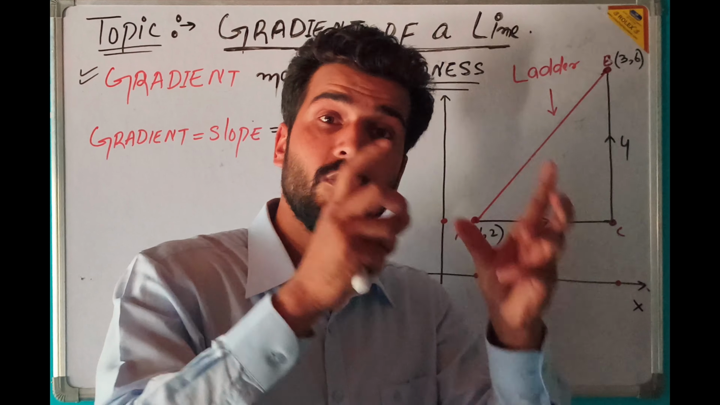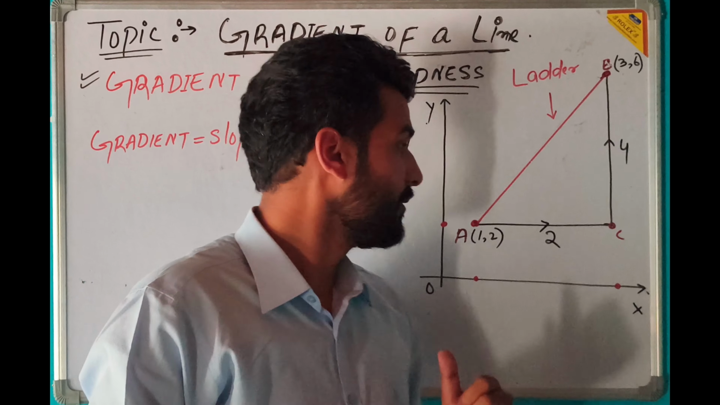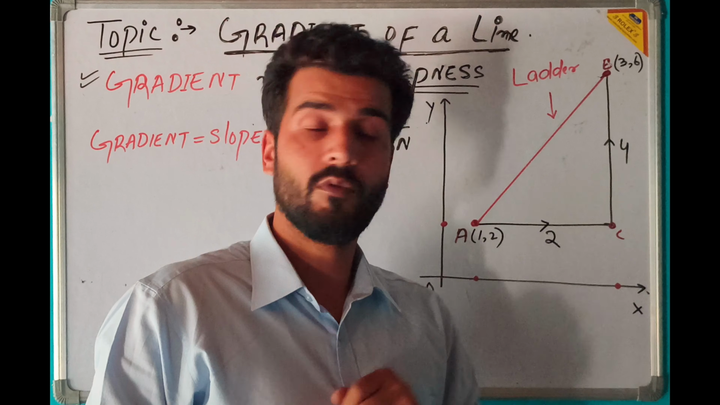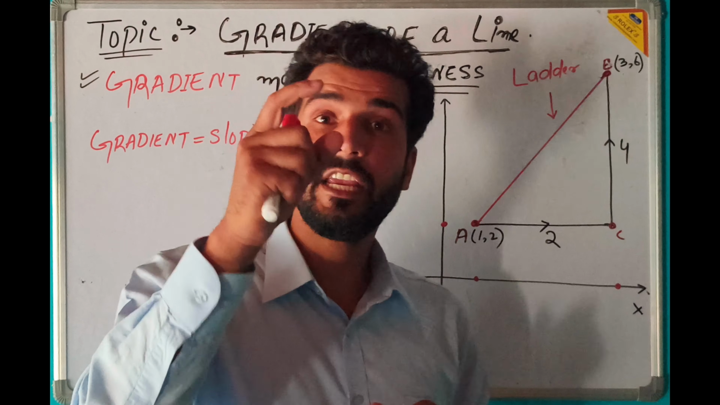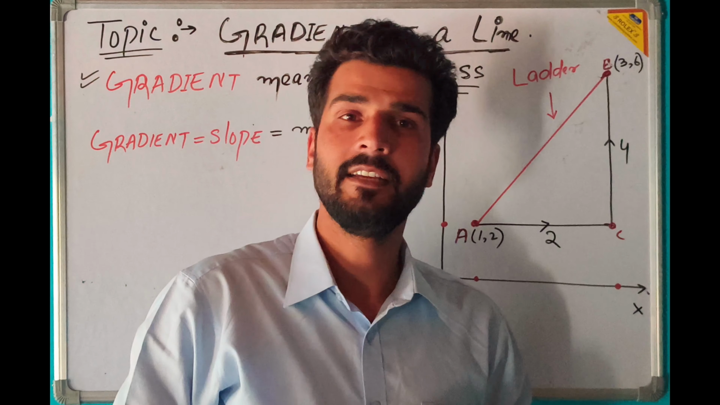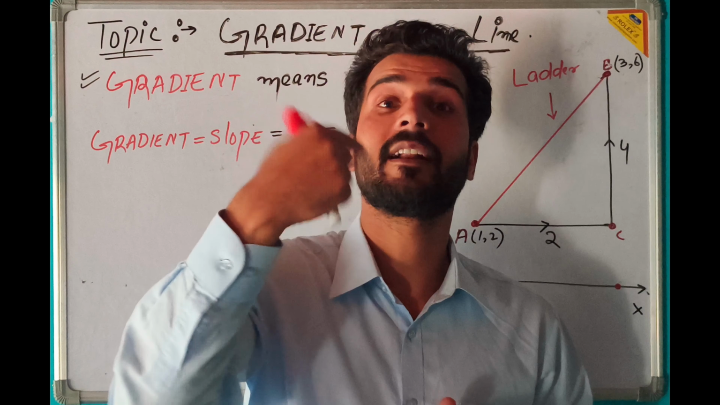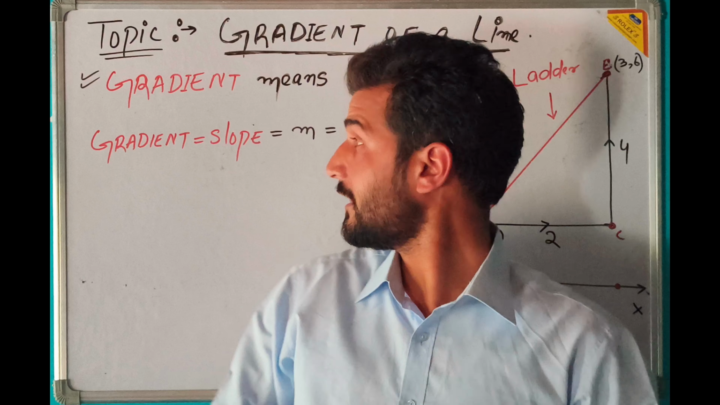So we want to calculate the total change. We want to calculate the change divided by change. What is the change divided by change? Change divided by change is nothing but gradient. It is nothing but steepness. It is nothing but rise over run. It is nothing but slope.